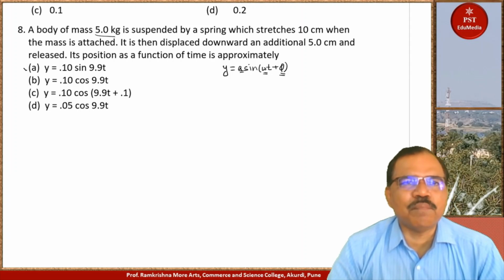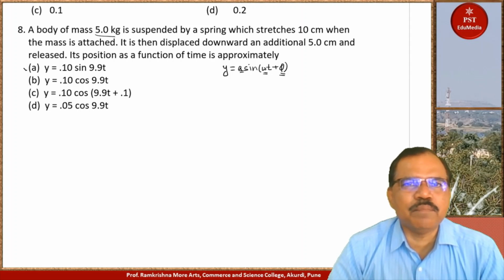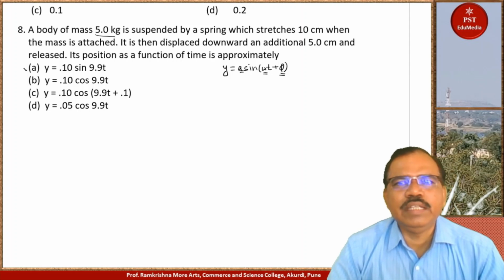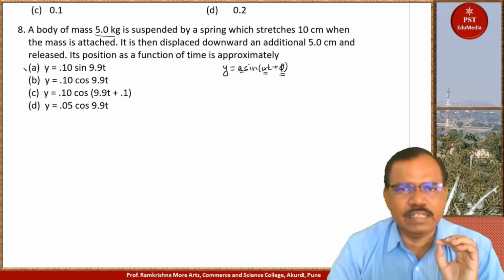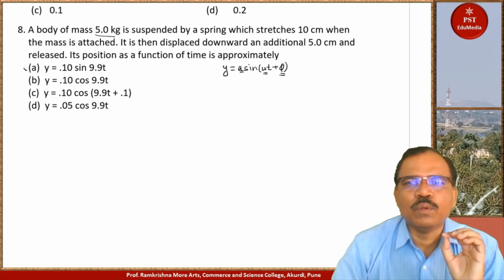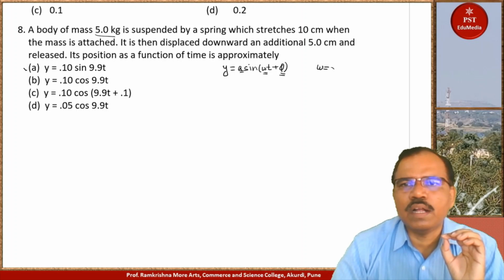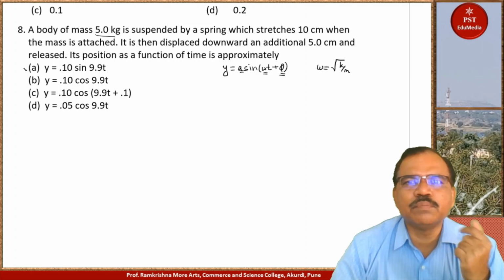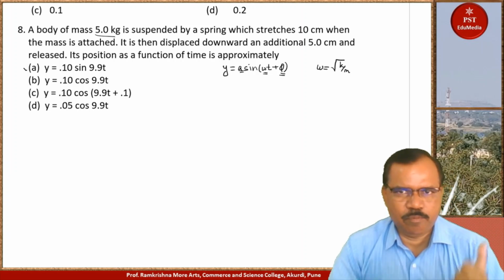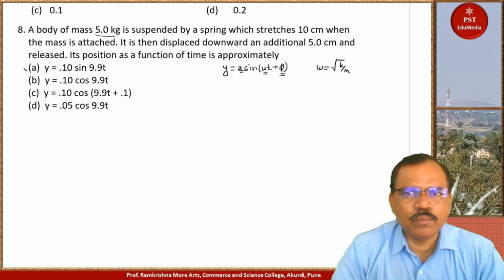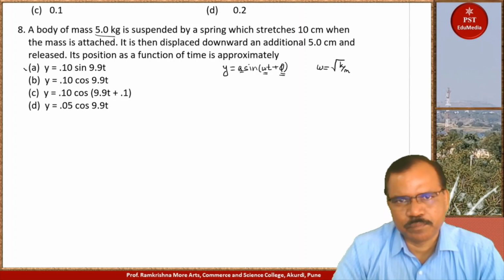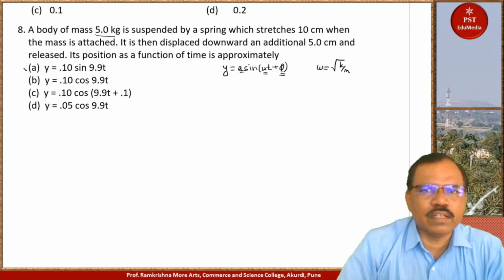A body of mass m is suspended by a spring which stretches 10 centimeter. Now we know omega is equal to under root k by m. K is force constant of the spring, but k is not given. So how can we obtain k to find omega?